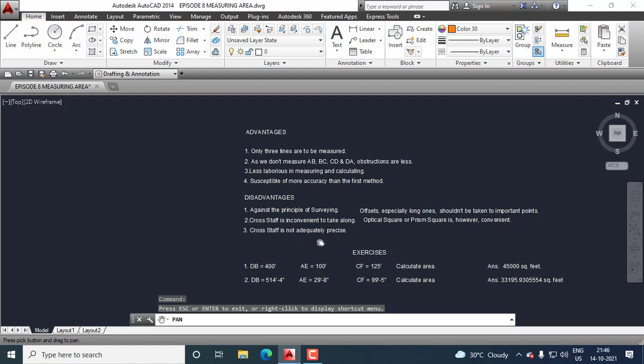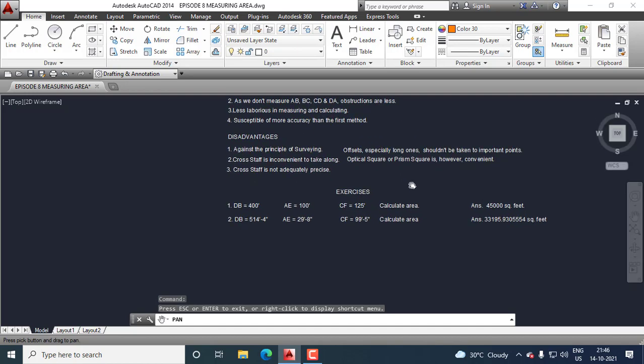Cross-staff is not adequately precise. Of course, we can use optical square or prism square, but they are also not so accurate. For this method also, I have given some exercises for your practice.